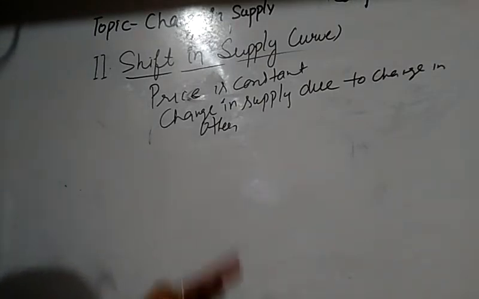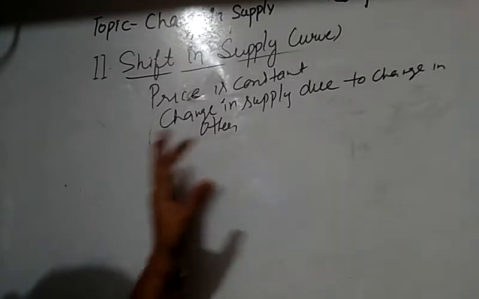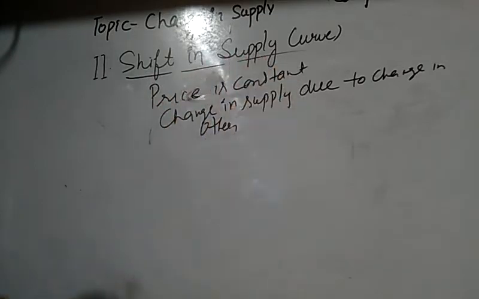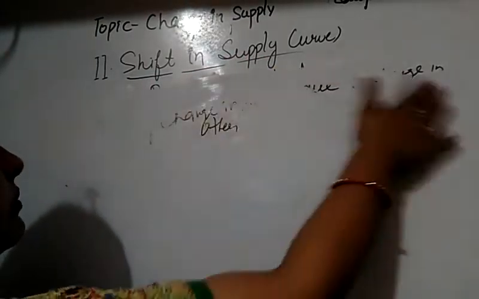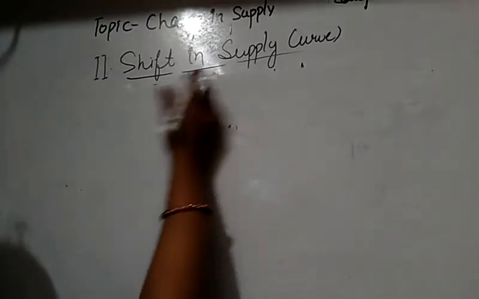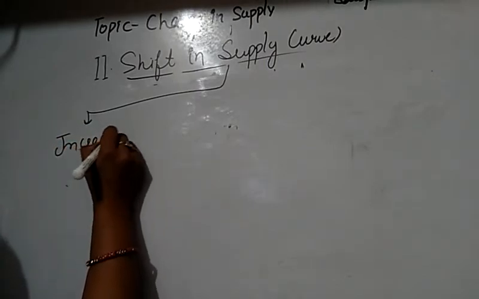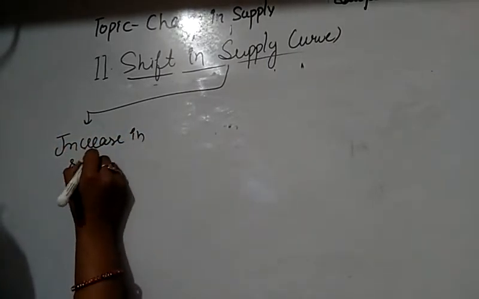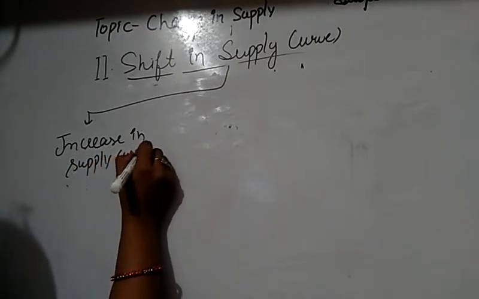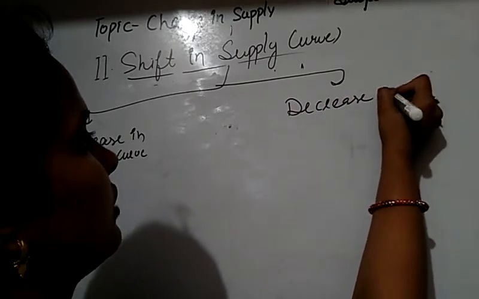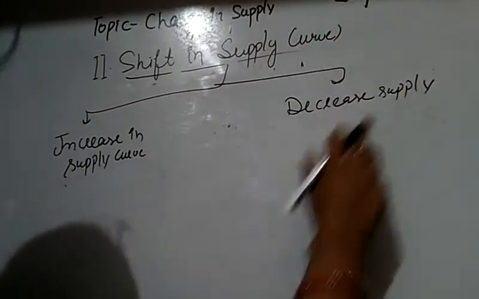As we read, movement along the demand curve is of two types, downward and upward movement, expansion and contraction. Similarly, a shift in the supply curve is also of two types. The rightward shift of the supply curve we first call an increase in supply. The second is a decrease in supply.